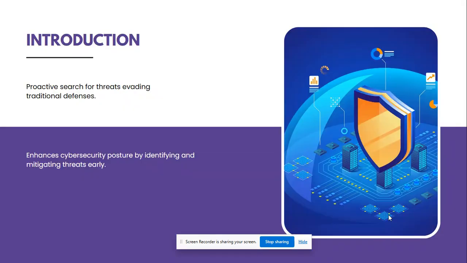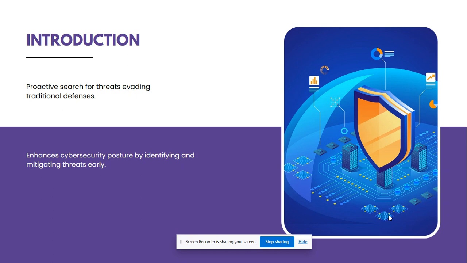Threat hunting is the proactive search for threats that have evaded traditional security measures. It's like being a detective in the cyber realm, constantly looking for signs of malicious activity. This proactive approach is crucial because it allows us to identify and neutralize threats before they can cause damage to our system or data.